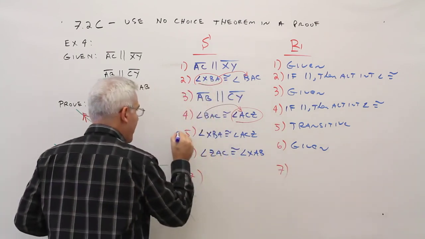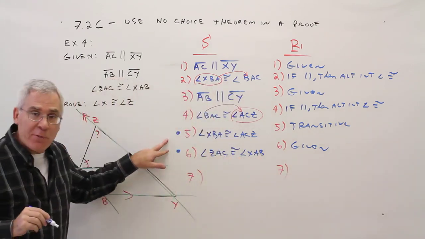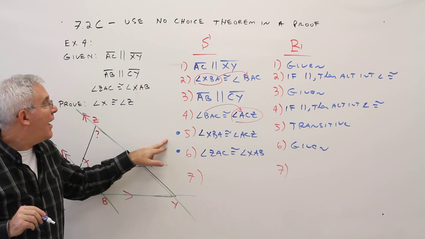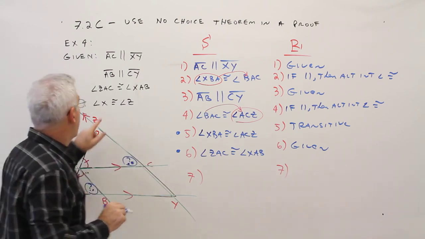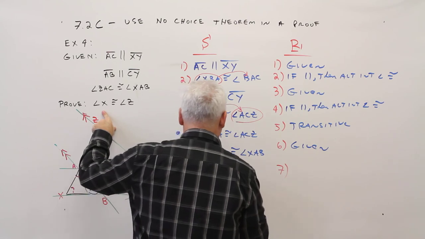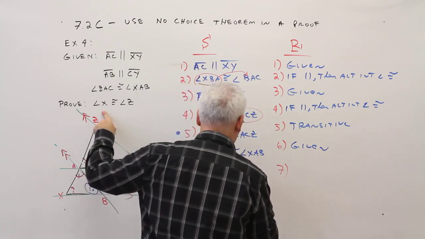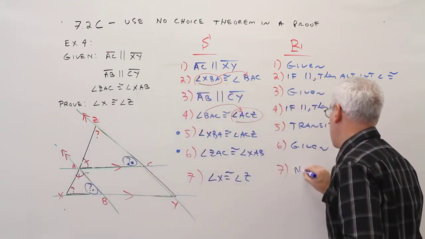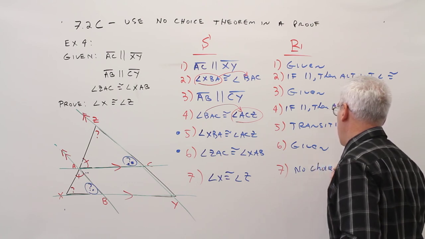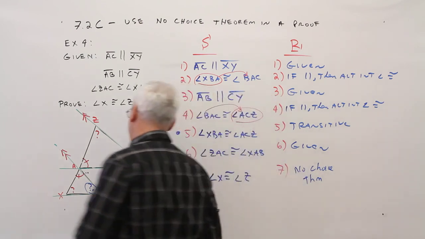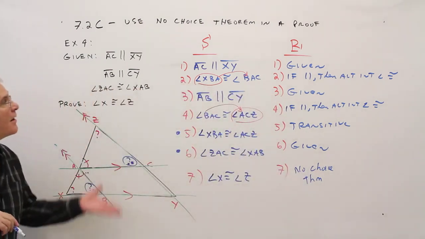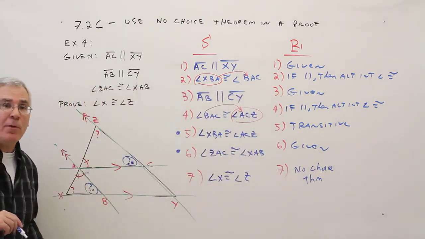So now, based on those two angles being congruent, I can use the no choice theorem to get the other angles. So angle X is congruent to angle Z. No choice theorem. So there you have it. How to use the no choice theorem in a proof.